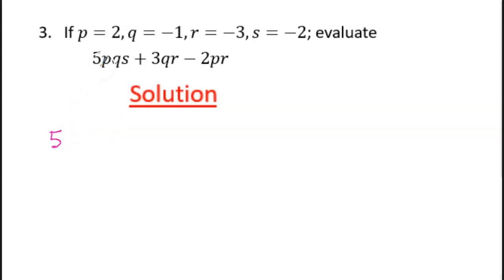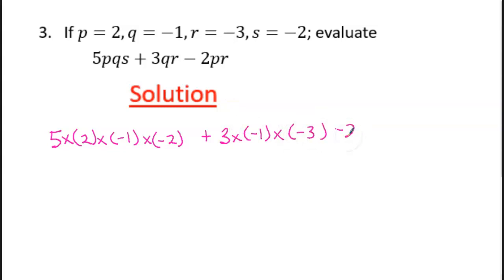Which means that whenever you see p, you will replace it by 2. So 5 times p is 2 times q is minus 1 times s is minus 2, so plus 3 times q, minus 1, times r is minus 3, minus 2 times p, 2, times r, minus 3.